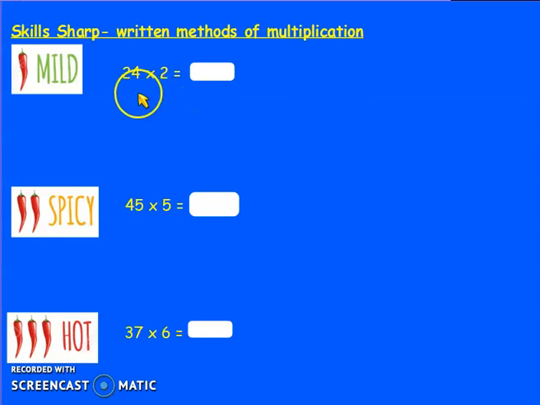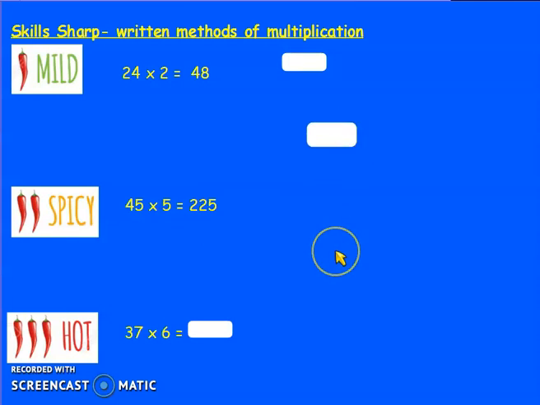Let's have a look at mild. 24 times 2 equals 48. Give yourself a tick if you got that right. Well done. 45 times 5 equals 225. Give yourself a mark if you got that right. 37 times 6 equals 222. Well done if you got that correct.